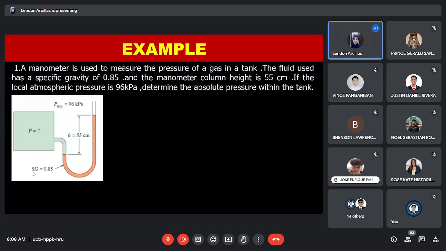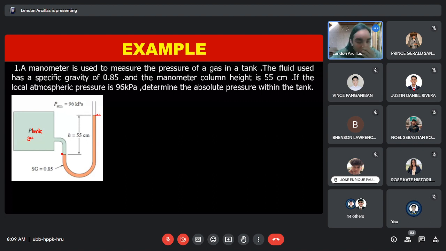So we need to find the pressure of the tank. This one, the pressure here at the tank. So dito tayo magbabase ng pressure ng tank. Wala namang binigay na density yung gas of tank. So meaning gas to, 'di ba? Or P gas. Therefore walang binigay na density yung P gas, okay? So dito na tayo mag-measure ng pressure from point here.